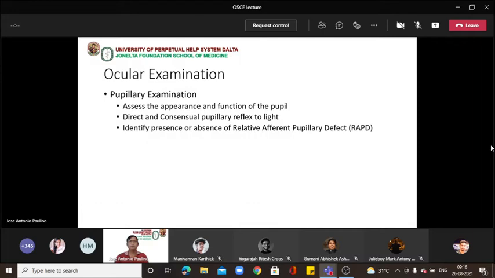Moving forward in the gross eye examination is the pupillary exam. This is used to assess the appearance and function of the pupil. So what do the iris and pupil do? They actually limit the amount of light going inside to the retina. So if you fix the amount of light going in and out of the eye, that will give you a clearer image. To test this, we have to do the direct and consensual pupillary light reflex test, which will be shown in the following slide. You should also be able to identify the presence or absence of the relative afferent pupillary defect, which will be shown later.